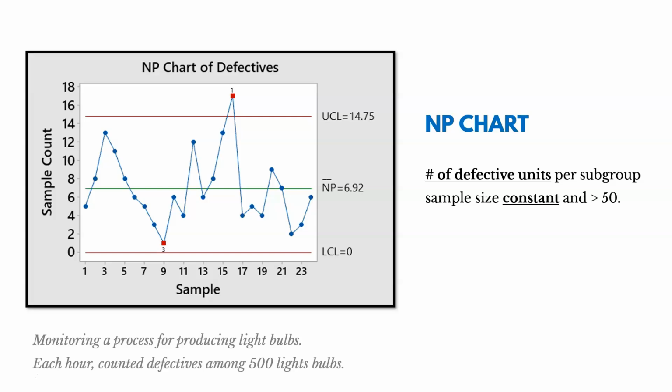So how many of those 500 light bulbs were defective? And that sample size is going to stay constant. So each hour we're measuring 500, not 505, not 510. It's going to stay 500 as our constant sample size.